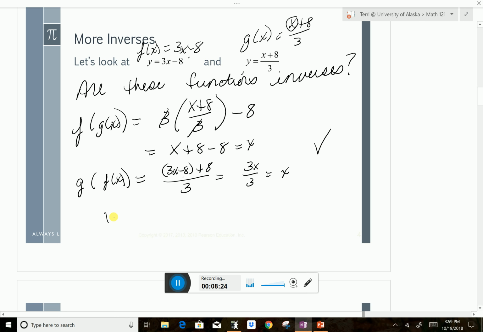So the answer is yes. These are inverses. They undo each other. They do the opposite thing in the opposite order. That makes them inverses.